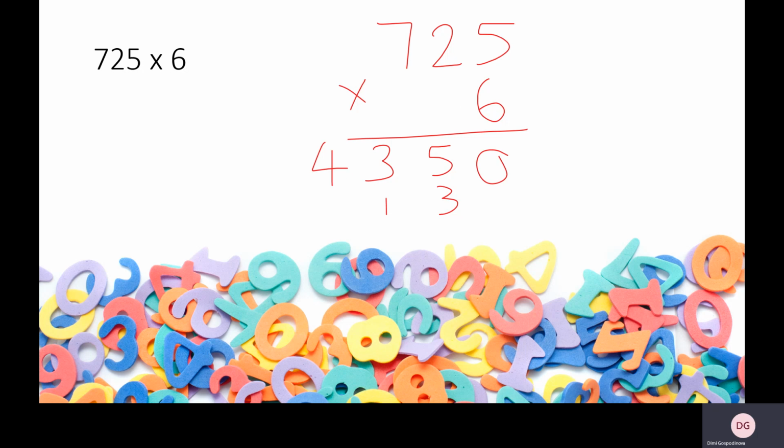6 times 5 is 30, so they record a 0, they remember the 3, or record a small number to remind them. 6 times 2 is 12, they add the 3, which will make 15, they remember the 1, and then 6 times 7 is 42, and then add the 1 to it. Okay, there we are. 6 times 5, 30. 6 times 2 is 12. Add the 3, 5. 6 times 7, 42, and add the 1, so 4,350.